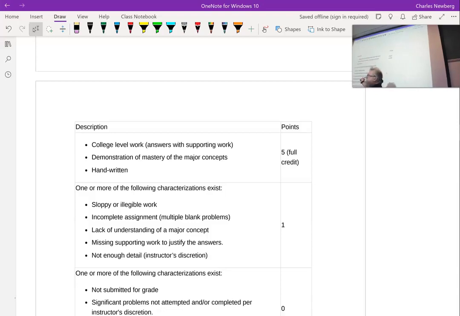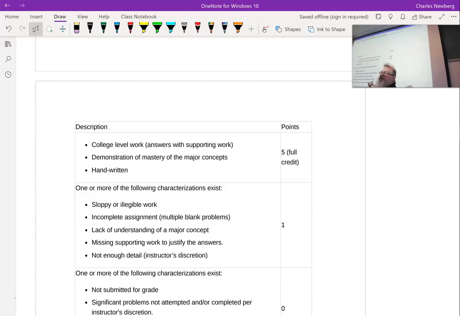A lack of understanding of major concepts. So you didn't miss one problem, you missed all the problems over this concept. That will get you a 1 out of 5. And I'll tell you, hey, you've got to come in, you've got to study this concept again, go back and watch the videos, whatever.